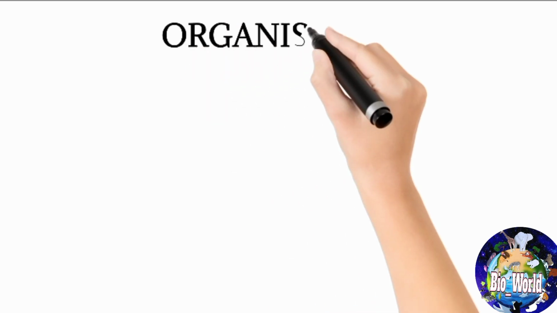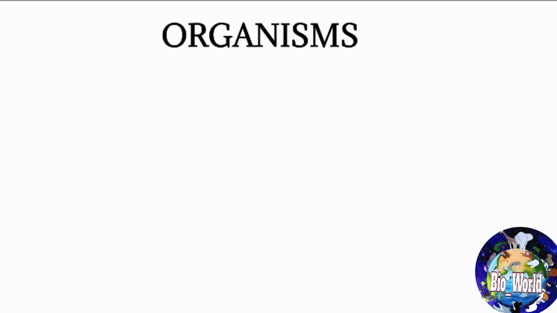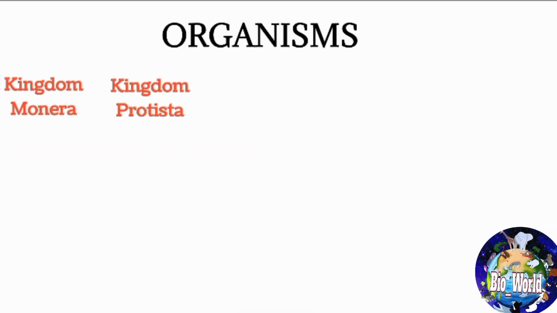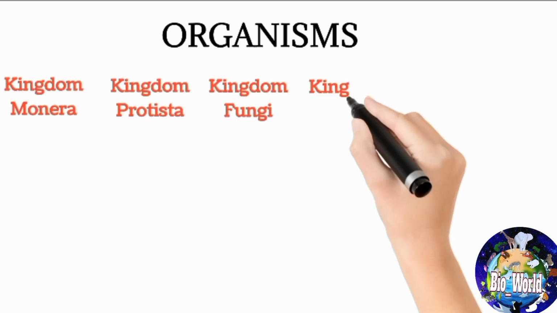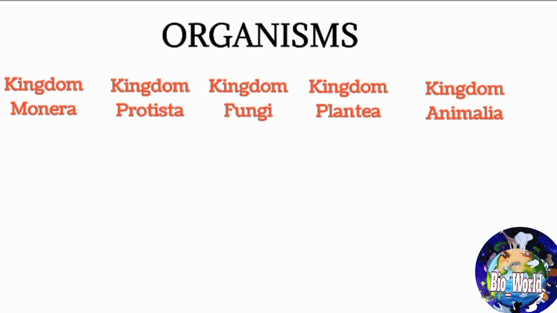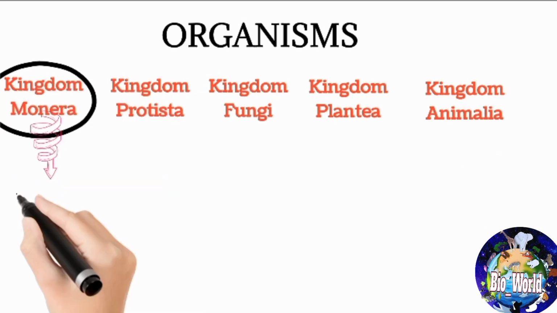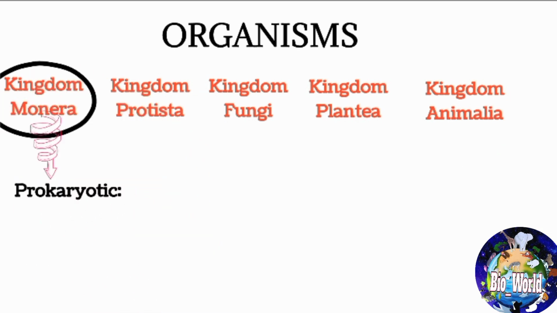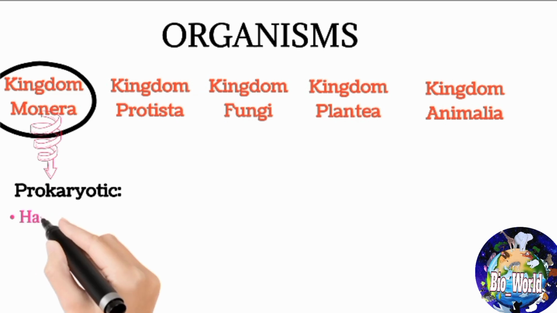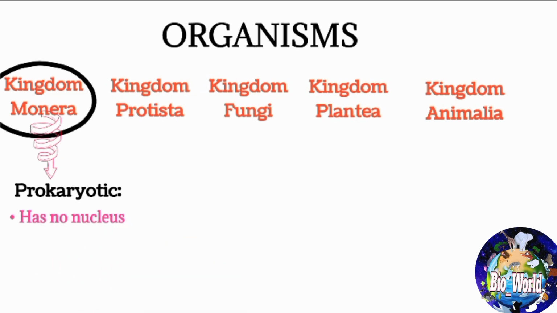Today we will discuss the concept of eukaryotic cell. Scientists categorize all organisms into five major groups: Kingdom Monera, Kingdom Protista, Kingdom Fungi, Kingdom Plantae and Kingdom Animalia. The first one, Kingdom Monera, is prokaryotic. This group possesses prokaryotic organisms. It does not have a true nucleus and no membrane-bound organelles.